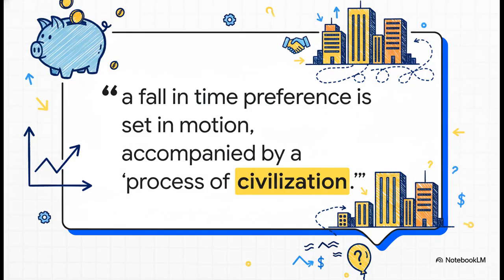And this quote from Hans Hermann Hoppe, which is featured in the book, just sums up the idea perfectly. Lowering our time preference isn't just a smart personal finance move. It is the very act that builds civilization. It's the choice to provide for the future.